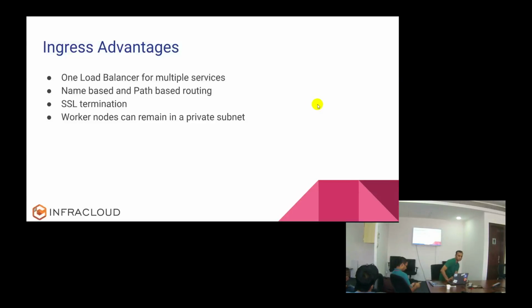Okay. So, advantages of Ingress: you can use one load balancer for multiple services. Like we saw, I exposed 2-3 different services using the same load balancer. That can help you save on the cost of load balancers if you have a lot of public-facing services. You can do name-based and path-based routing very easily. Ingress controllers can be used for SSL termination also. And worker nodes can still remain in a private subnet. You don't have to expose their ports outside to get access.